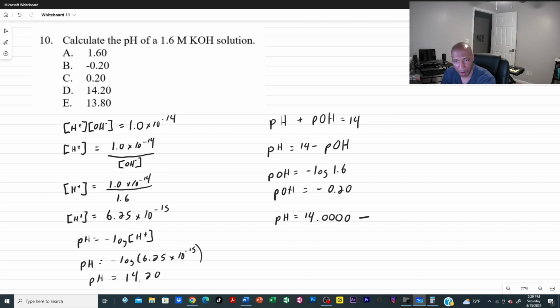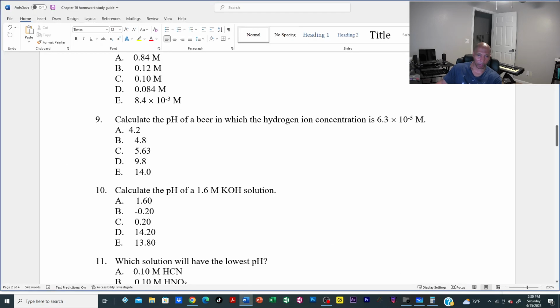All right, so I'm going to say pH is going to equal 14, and of course this is 14 with an infinite number of zeros behind it. So let's go with 3. I'll put 4 right here. Minus, okay, because we're using this equation right here. Now my pOH was a negative 0.20. So the negative of a negative is, of course, positive. So my pH is going to equal 14.20, which is exactly what we got the other way.